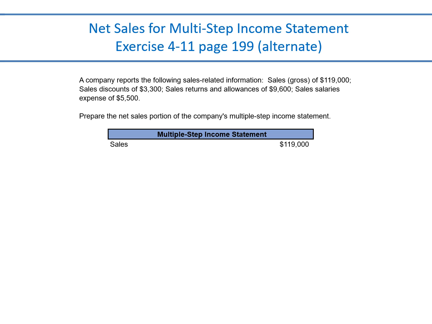All right, so start with sales, 119. Our contra revenue accounts, sales discounts and returns and allowances, 3,300, 9,600. So we have gross sales of 119 less the discounts and returns and allowances of 12,900 for net sales of 106,100.